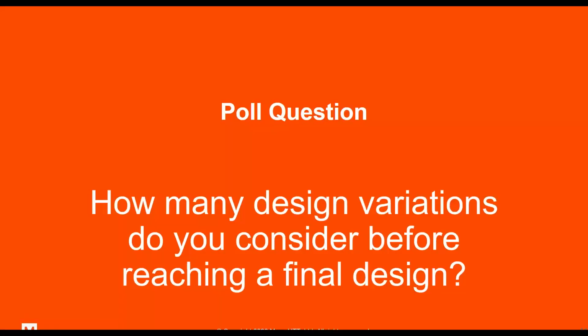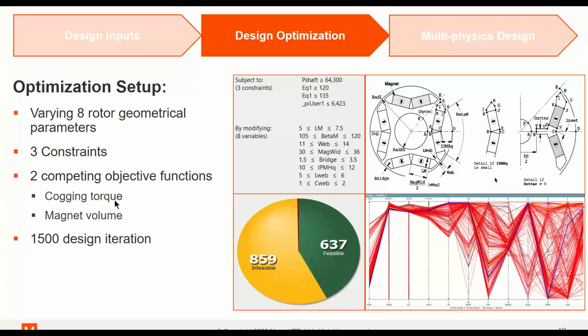Moving on, this is a summary of what we did essentially. We have 8 rotor geometrical parameters. If you look at the design of the rotor, you can see on the top right corner, we're changing all the design parameters that control the shape of the rotor to minimize the magnet volume. We're subjecting the objective function to 3 constraints: the shaft power, the back EMF, and the magnet volume, of course. And as I mentioned, we're considering 1,500 design iterations.